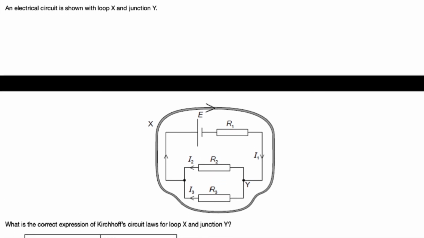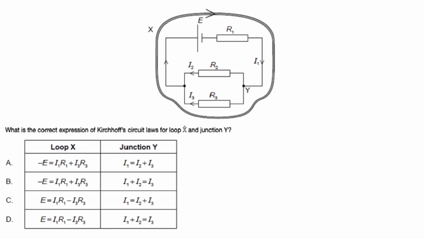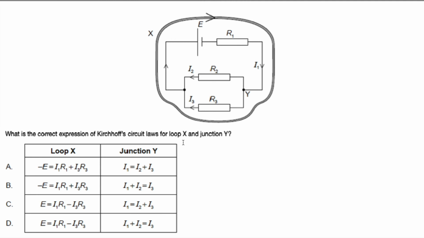An electrical circuit is shown with loop X and junction Y. What is the correct expression of the circuit law for loop X and junction Y? It's saying the current is flowing from the negative terminal to the positive terminal. So here is going to be high potential to low potential, high potential to low potential. Here's the positive terminal, negative terminal.